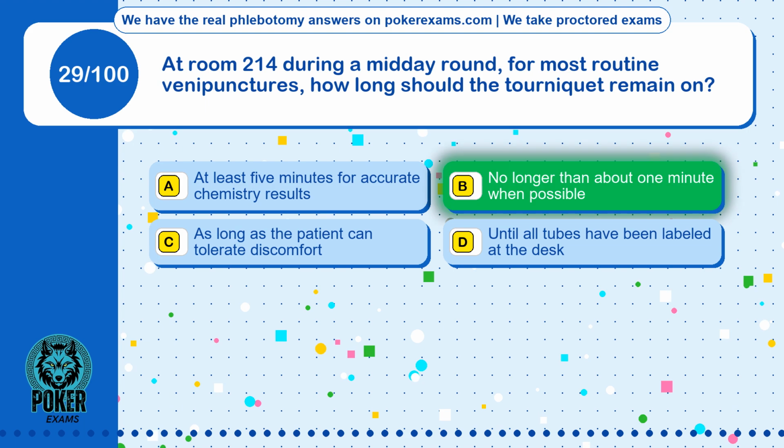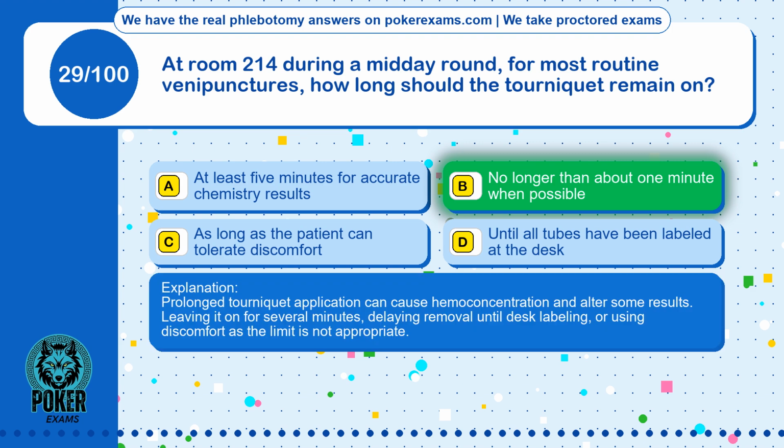The correct answer is option B. No longer than about 1 minute when possible. Prolonged tourniquet application can cause hemoconcentration and alter some results. Leaving it on for several minutes, delaying removal until desk labeling, or using discomfort as the limit is not appropriate.